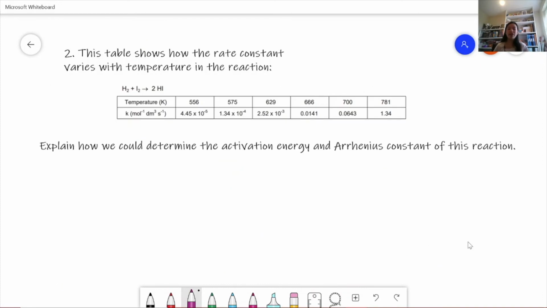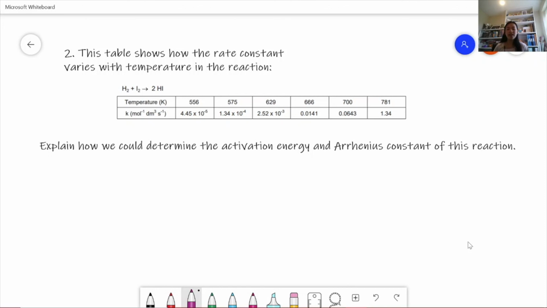Before I go on to number 2, feel free to click off the video and try it for yourself first. So this table shows how the rate constant varies with temperature in the reaction of H2 plus I2 goes to form 2HI. Explain how we could determine the activation energy and Arrhenius constant of this equation.